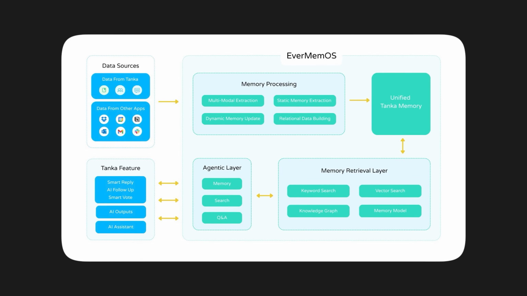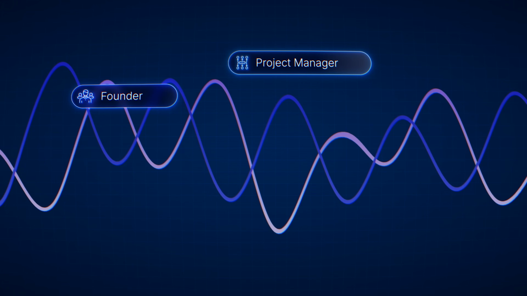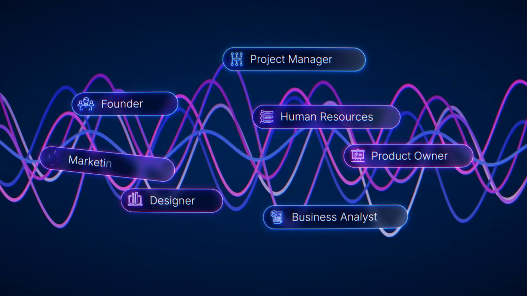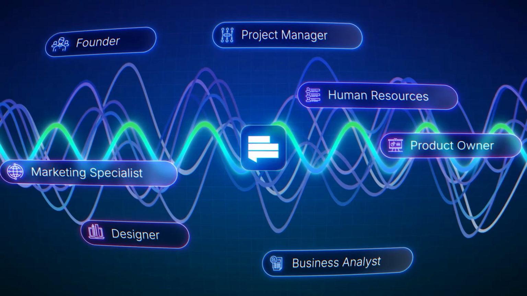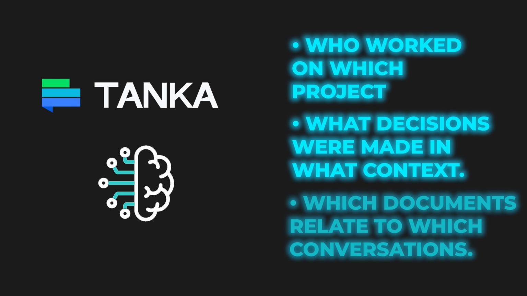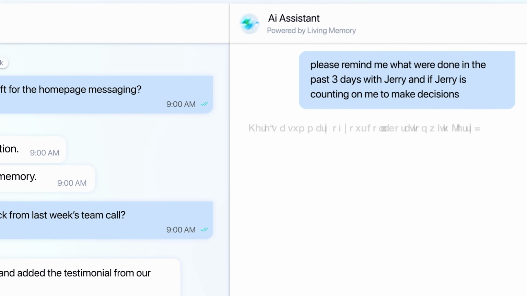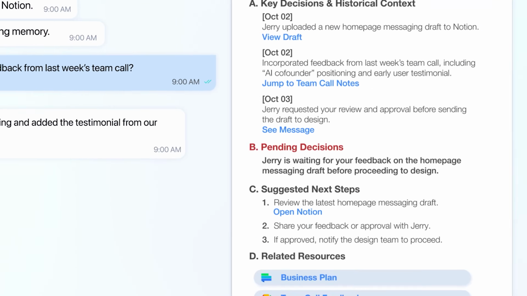The moment you connect your first tool, Tanka's EverMemOS kicks in. Think of it as a living knowledge graph. It doesn't just store messages, it understands relationships: who worked on which project, what decisions were made in what context, which documents relate to which conversations. It's continuously indexing, continuously learning, continuously connecting the dots across your entire company history.